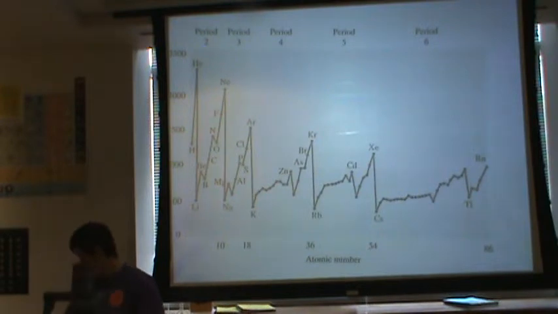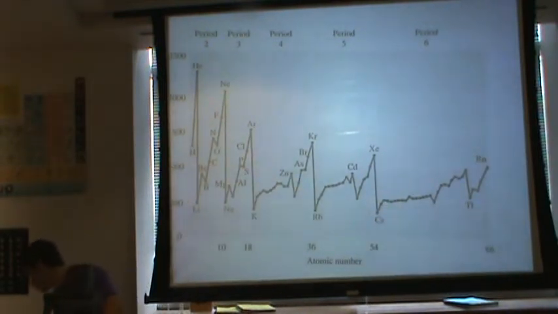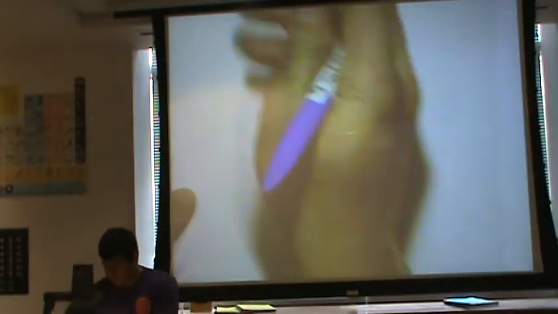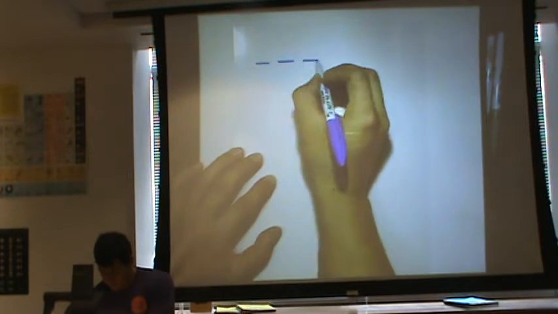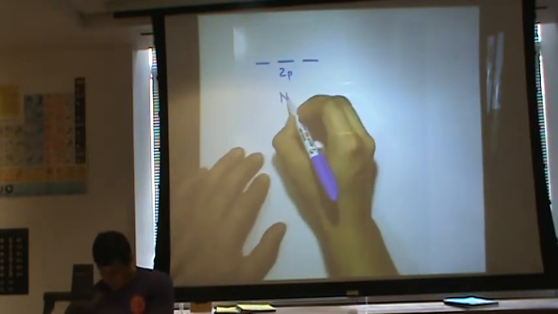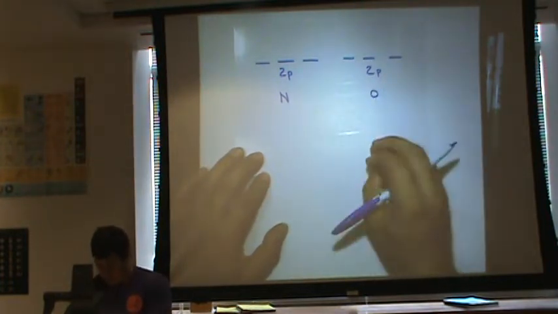The ionization drop from nitrogen to oxygen can be described if we draw the actual orbital diagram. So I'm going to take this off for a second. We're going to do the configuration for just the 2p orbitals for nitrogen and for oxygen. Zoom out. This is 2p for nitrogen, and 2p for oxygen.